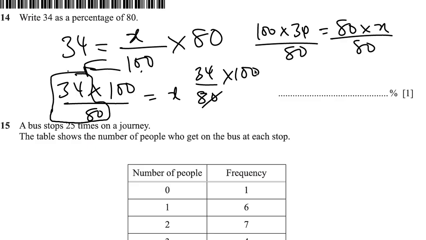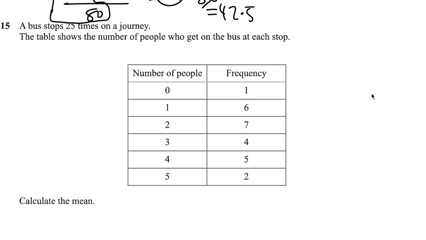So this could cancel this. So we have left 34 times 10, and that's 340. And 340 divided by 8 is going to give us 42.5, which in this case is the x, right? 42.5%. So 34 is 42.5% of 80. You get that? Nice.